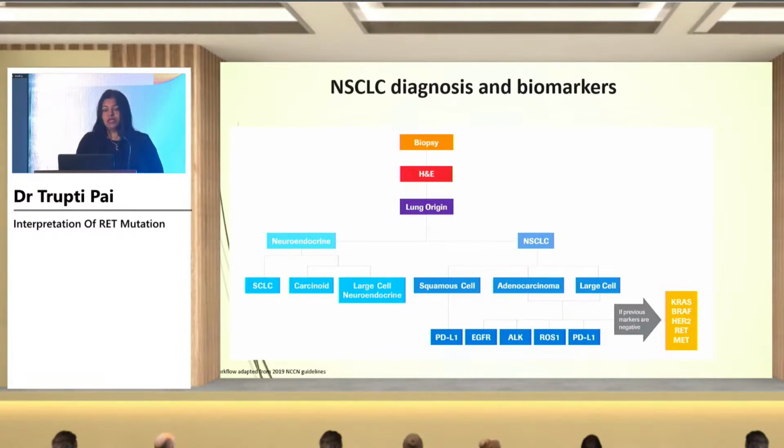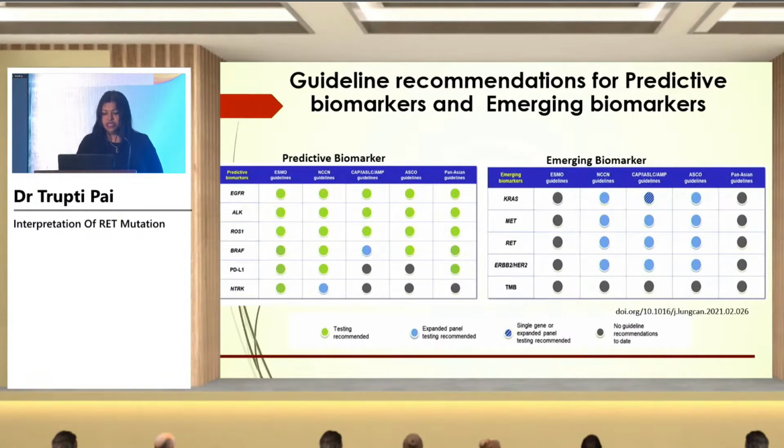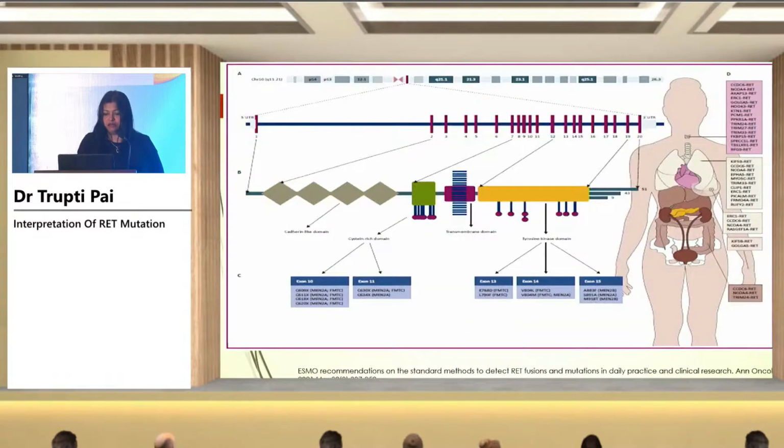If these markers are negative, then you can extend the panel and include other genes, and RET is one of those genes. So what are the guideline recommendations? RET gene is included as per NCCN, CAP and ASCO guidelines, not as a single gene test, but as a part of the expanded gene panel.